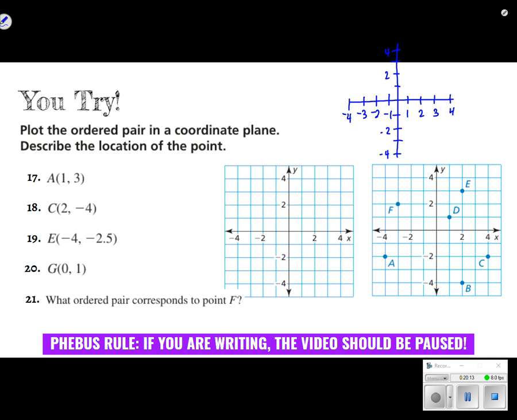All right, so with that, I want you to go ahead and do 17, 18, 19, 20, and then 21, we'll use this graph to get me an answer. So go ahead and do those problems. Pause the video now.